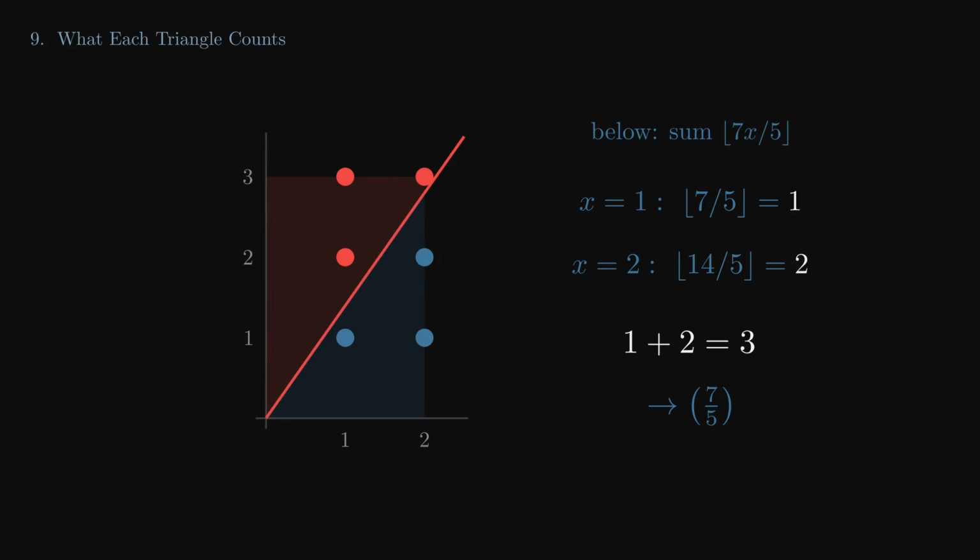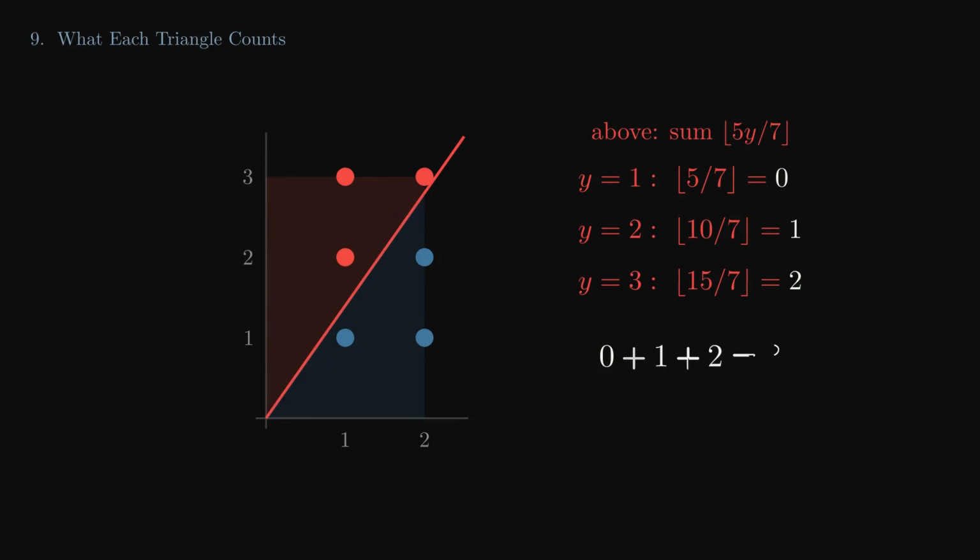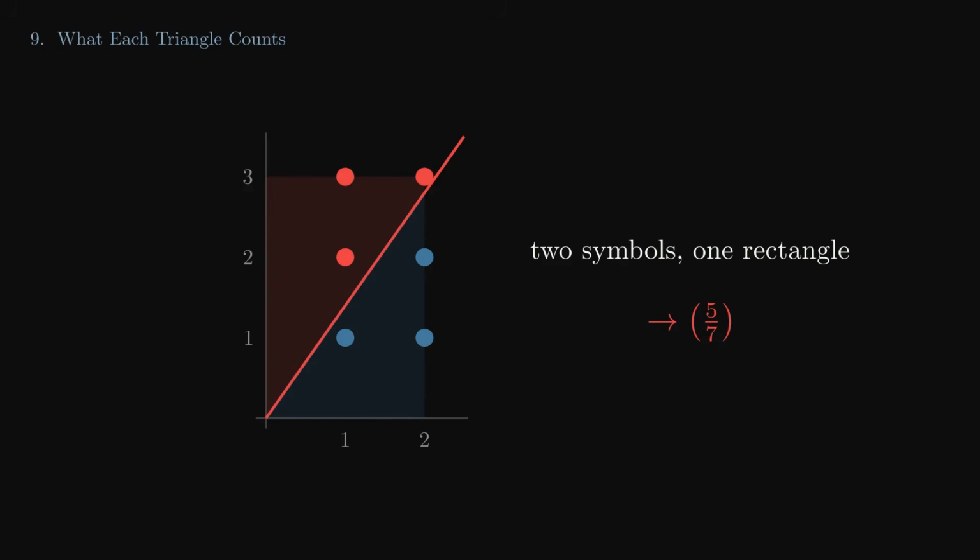Now do the upper triangle the same way, but reading by rows instead of columns, which is the same as swapping the roles of 5 and 7. Row by row, the dots above the line count the round downs of 5 times the height, over 7. That sum is 0 plus 1 plus 2, which is 3, and by the identical Gauss lemma argument, that sum controls whether 5 is a square mod 7. So the two triangles are not just two piles of dots. The lower one is the exponent for 7 mod 5, and the upper one is the exponent for 5 mod 7. Two Legendre symbols, living in one rectangle, on opposite sides of one line.